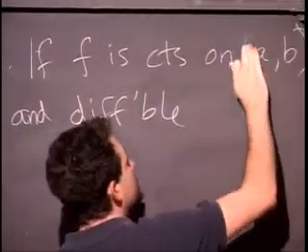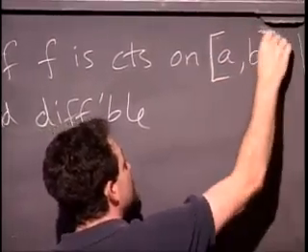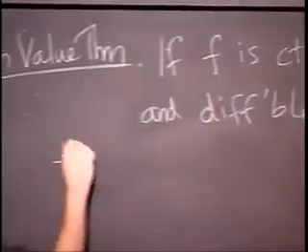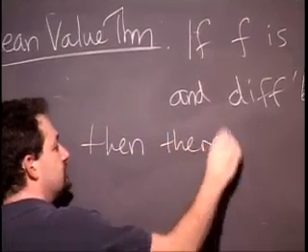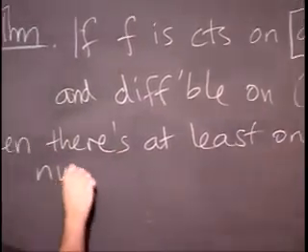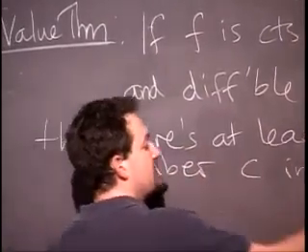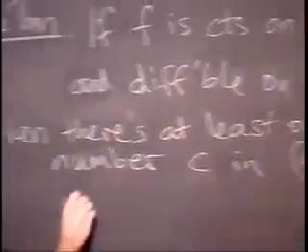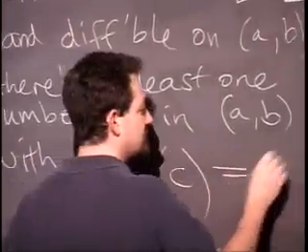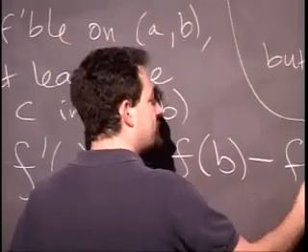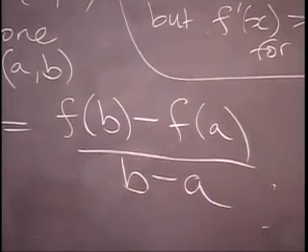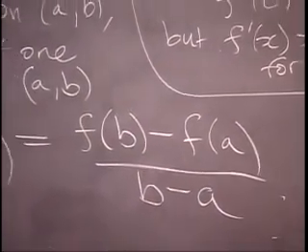I'm sorry, it's on the closed interval AB, just like the other case, and differentiable on the open interval AB, then there's at least one number C in the interval AB with f prime of C is f of B minus f of A over B minus A. Okay. Just take a look at this for a second.